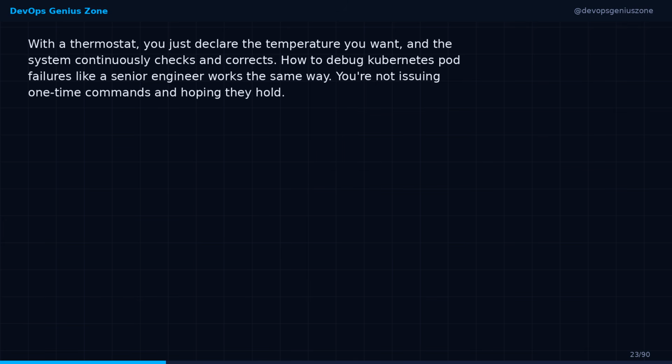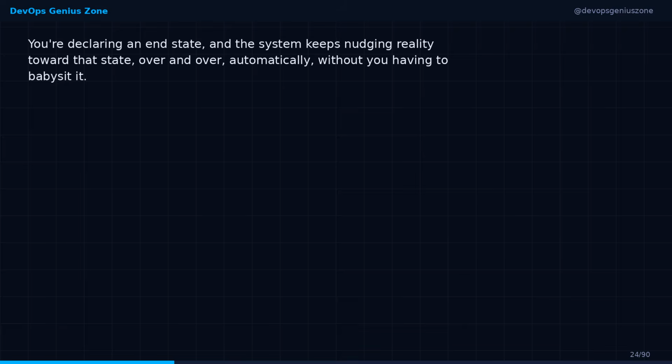How to debug Kubernetes pod failures like a senior engineer works the same way. You're not issuing one-time commands and hoping they hold. You're declaring an end state, and the system keeps nudging reality toward that state, over and over, automatically, without you having to babysit it. This matters because production systems are never static.